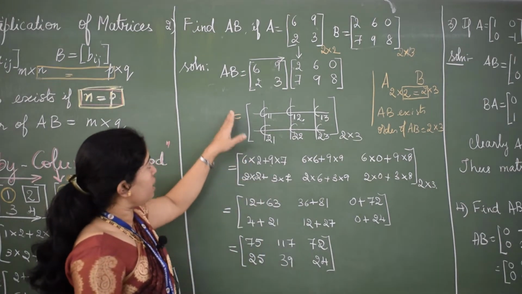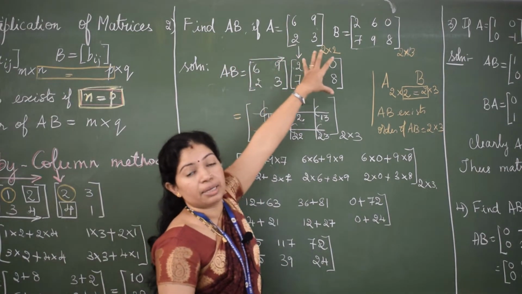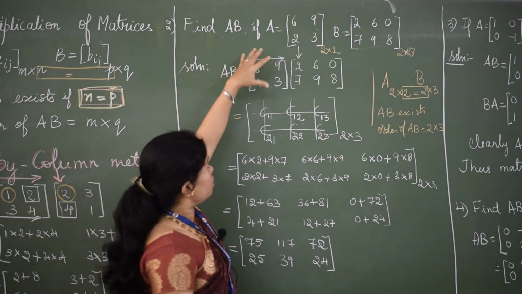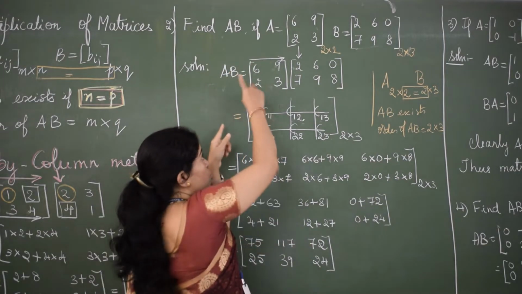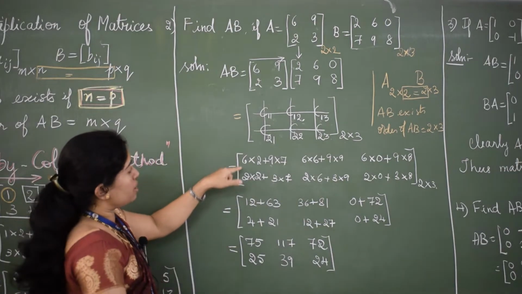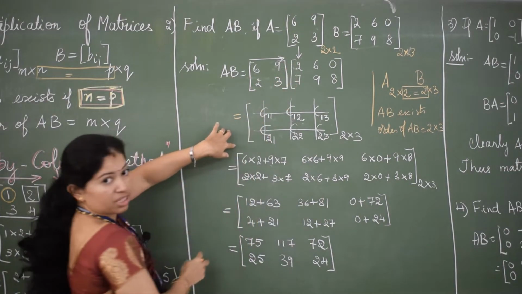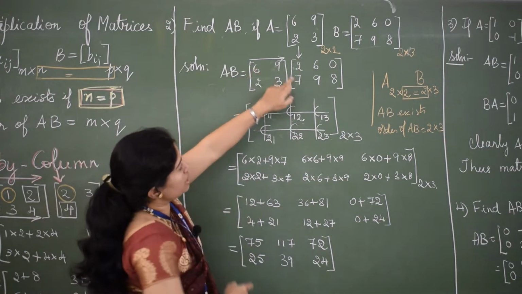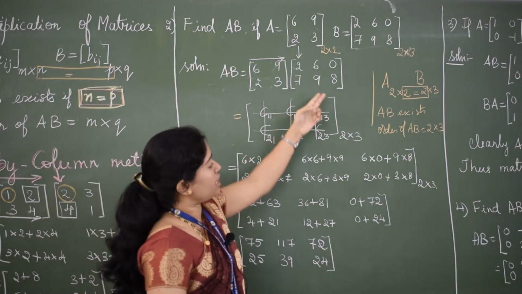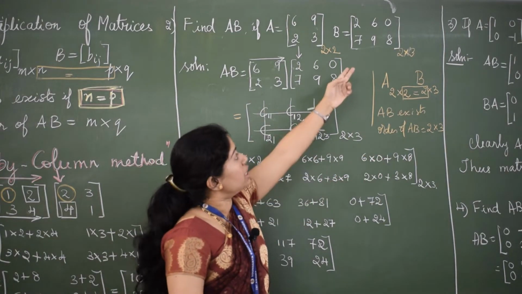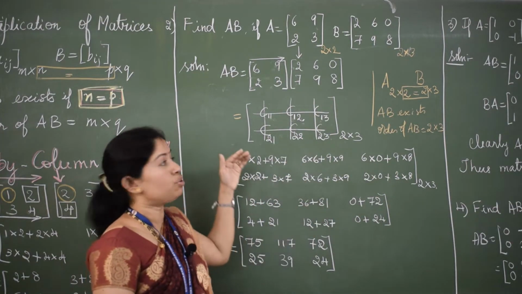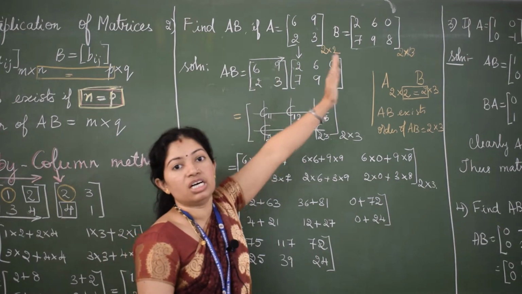Okay. So AB is equal to, write matrix A, then matrix B. We are using the row by column method. You take the first matrix row and multiply with the second matrix column. So first row with the first column: 6 into 2 plus 9 into 7. Next, first row with the second column: 6 into 6 plus 9 into 9. Next, first row with the third column: 6 into 0 plus 9 into 8. Now coming to the second row, you take the second row and multiply with all three columns.